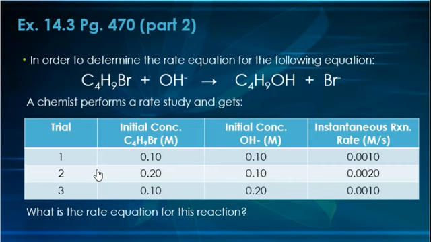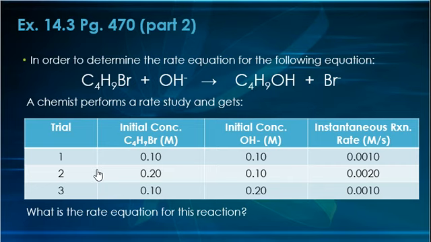In order to determine the rate equation for the following equation, this one right here, a chemist performs a rate study and gets this chart. All right, so let's see what happens. This is going to be an interesting one. Look at these closely. Here it's the same in trial 1 and 3, and it changes concentration in 2. And then this one's the same in 1 and 2 and changes concentration in 3. Check out the rates, what's happening here. And look at this last rate. There's no change. There's no change when what happens?